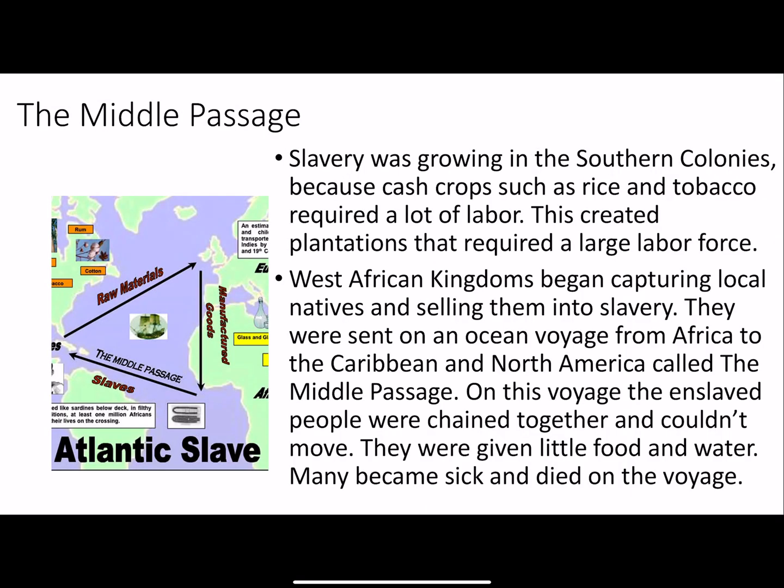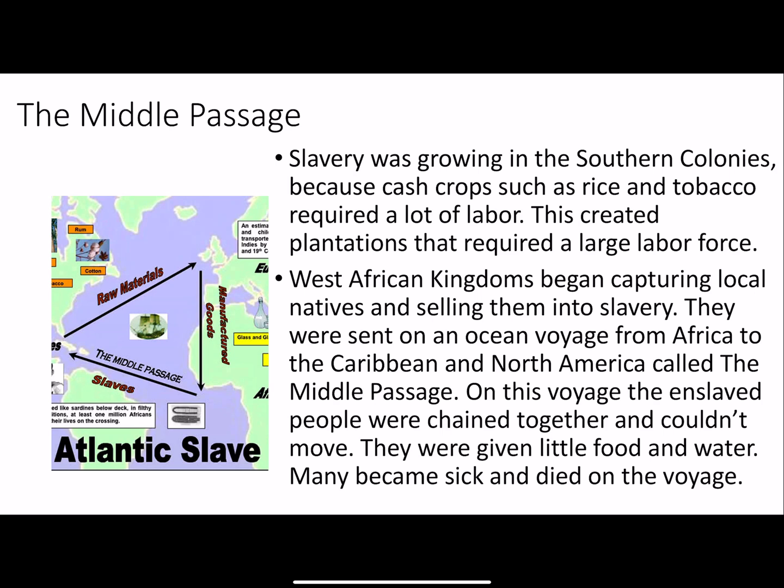Now we're going to talk about what we called the Middle Passage, which was part of the triangular trade. You can see over here we have the Atlantic slave trade going on in our picture. Just like what we were looking at before, we still have our triangular trade, with raw materials leaving America going to Europe, manufactured goods going to Africa, and then you can see that trade route from Africa to America is called the Middle Passage. And we call it that because it was mostly about slavery.